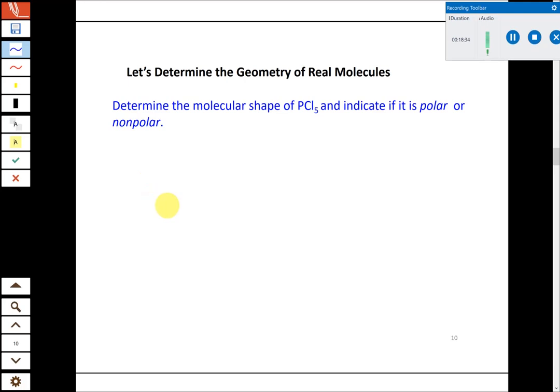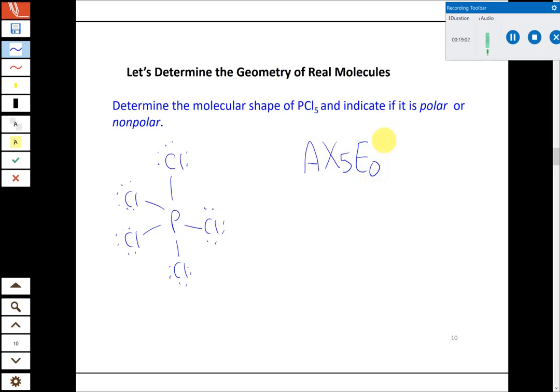So in PCl5, the Lewis structure would look like this. I'm going to skip a lot of steps for doing Lewis structures because that should be old hat by now. I don't believe we did PCl5 before, but what you get in that case is no lone pairs on the central atom once again. So this is going to be an AX5E0 structure. All right, so because it's 5 electron groups, that's going to make it trigonal bipyramidal.